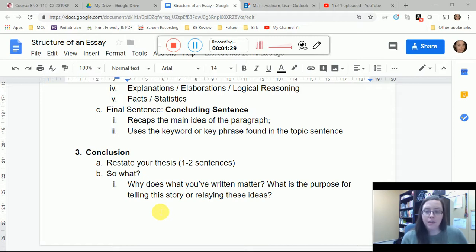So first, restate your thesis statement. It can be 1 to 2 sentences. In your introduction, I want a 1-sentence thesis statement, but in your conclusion, as you're restating, you can write up to 2 sentences for that thesis statement. You don't want to copy and paste it exactly as it was written in your introduction into your conclusion.